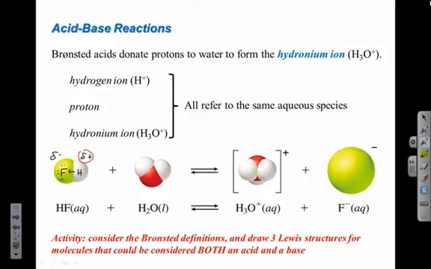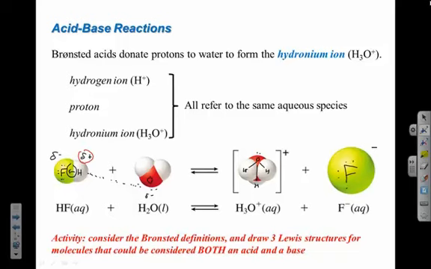So since water has 2 lone pairs on the oxygen, and that oxygen has a partial negative, when these collide, the partial negative on this electron pair maybe collides with that partial positive on the hydrogen, and it starts to form a new bond there as the old bond between the hydrogen and the fluorine is breaking. So those 2 molecules collide with enough force, we break the old bonds, and then we instantly start to form new bonds. So the oxygen now has 3 hydrogens attached to it, and the fluorine has 0.